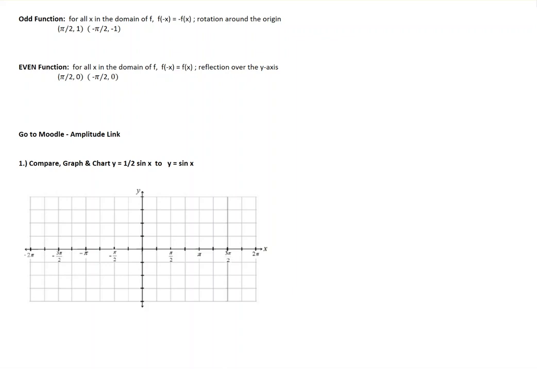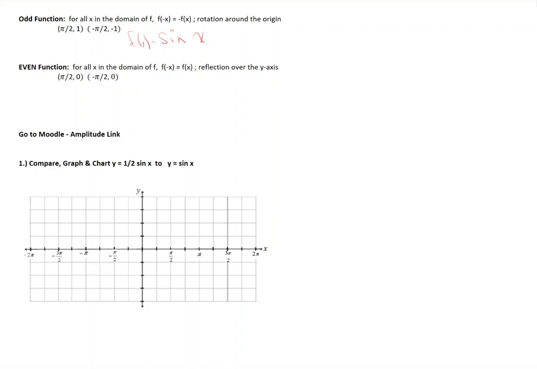We did a little bit with symmetry a couple chapters ago. If I have an x that is, let's say, pi over 2, and the output is 1, then if I have an input that is negative pi over 2, the output is going to be negative 1. An example of this would be a sine function. I'll pull the graph up in a second to show you why that is.